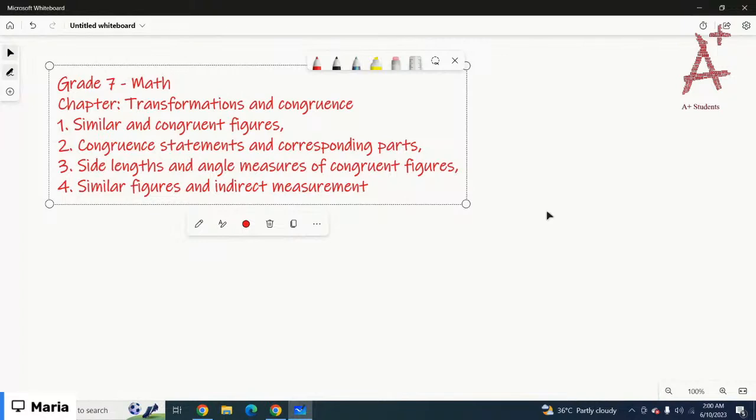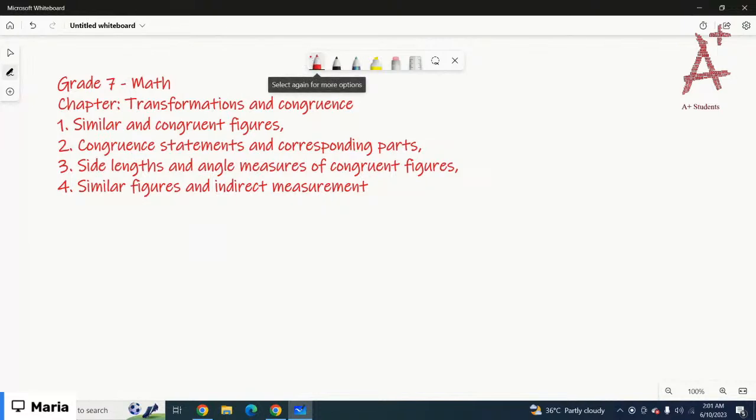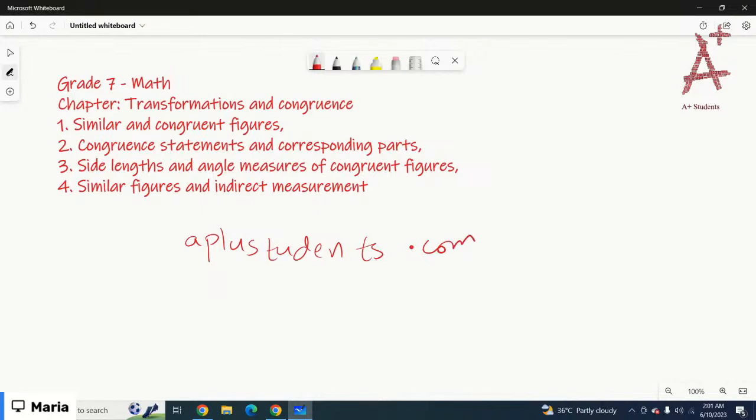So you can find all the lessons on aplusstudents.com. You have to log in there using your email address and the password provided by the administrator. Then you have to select math from the subject tab, scroll down to grade 7 maths and then click on view all lessons. There you can find a list of the chapters.